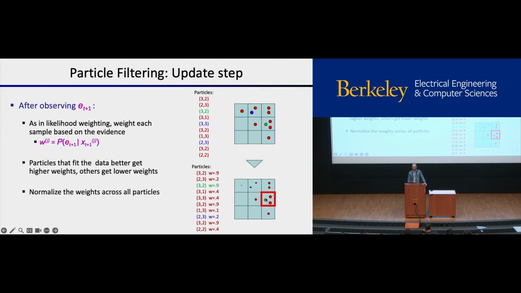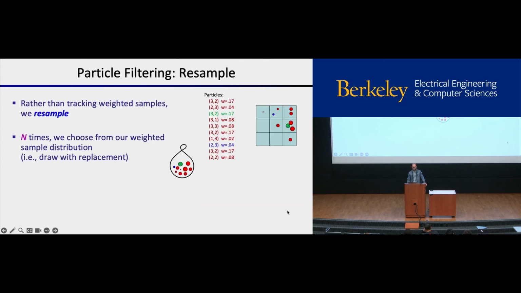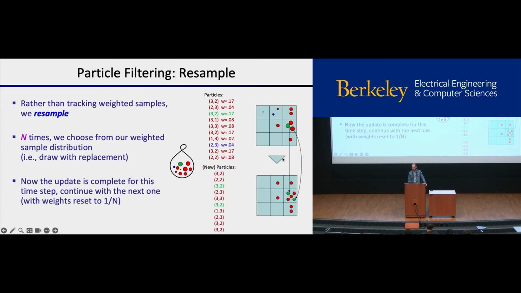Then we renormalize across all the particles, so scale them back up. They're still relatively much bigger than these ones, and they all sum to 1. And now we have a new distribution, and we resample. So rather than just going forward with everything, some of them downweighted, we choose from this weighted distribution, we draw with replacement. And so now, in this example, this blue particle was never sampled in the next step, but the green one was sampled twice. So now there are two separate particles that are derived from the green particle.